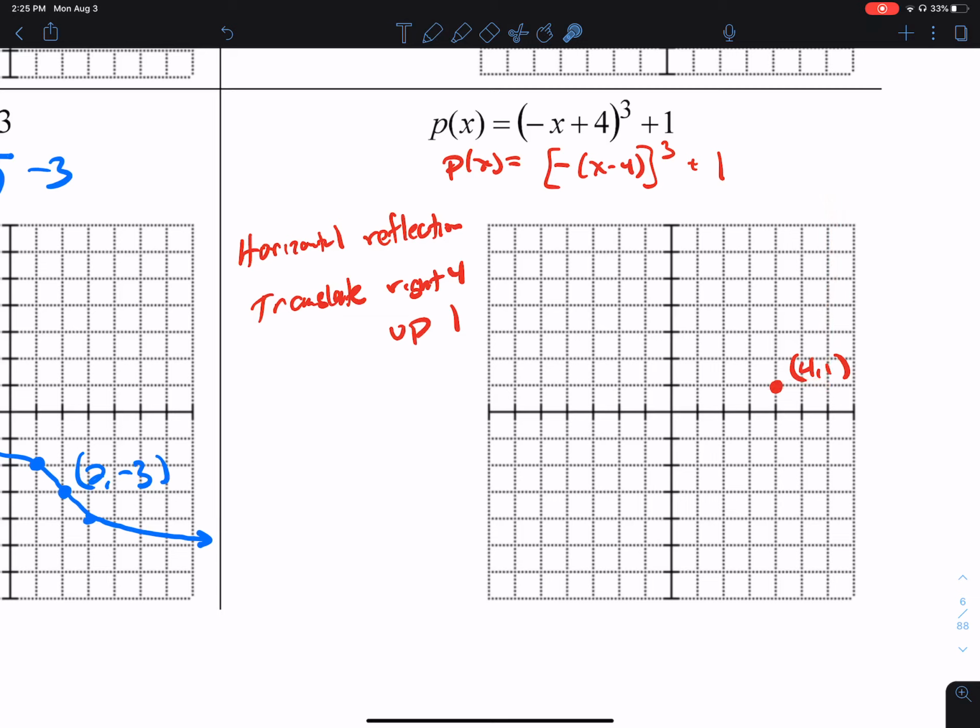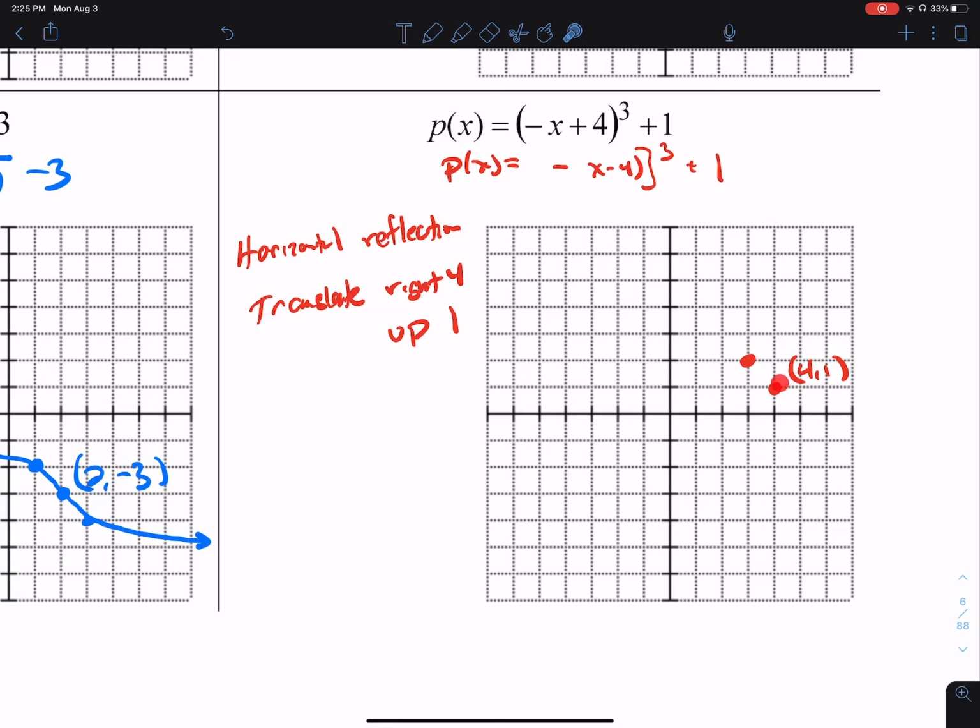The cube root of negative 1 is negative 1. And then left 2, I said cube root. Negative 1 cubed is negative 1. We go left 2 and down 8 because negative 2 cubed is negative 8. But since we have a horizontal reflection, where we would normally go right, we're going to go left. So instead of going right 1, 1 cubed is 1, we go left 1, 1 cubed is 1.